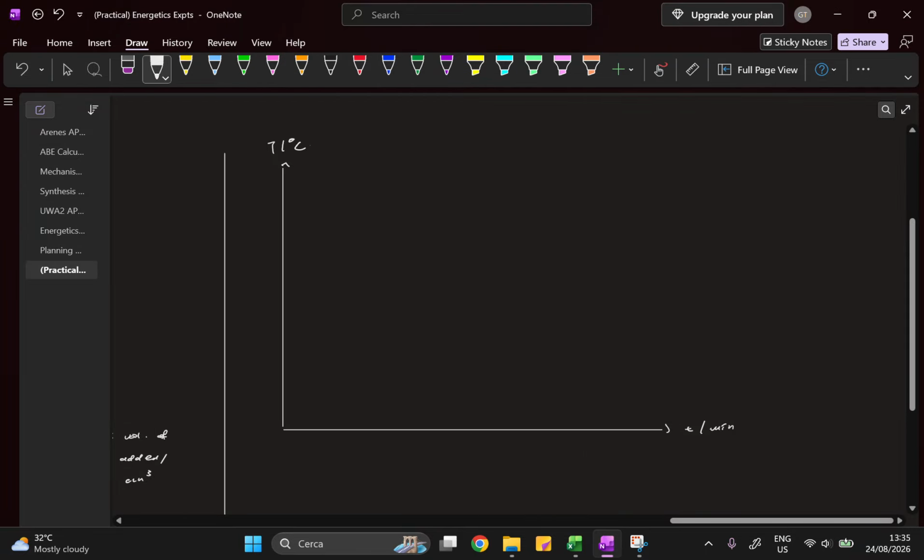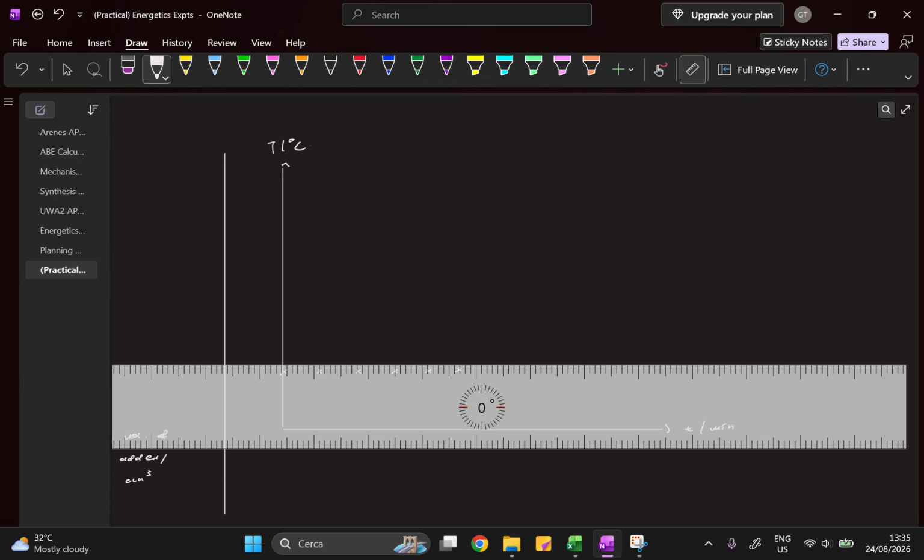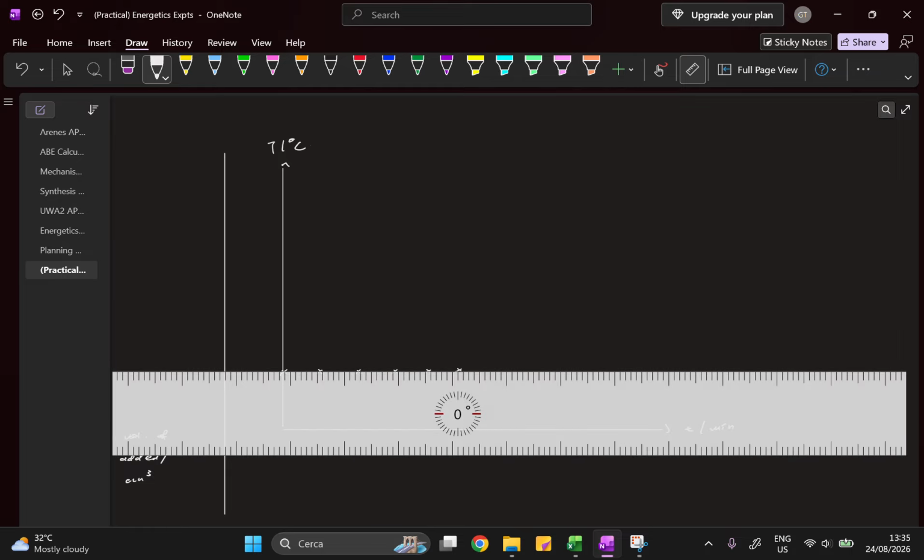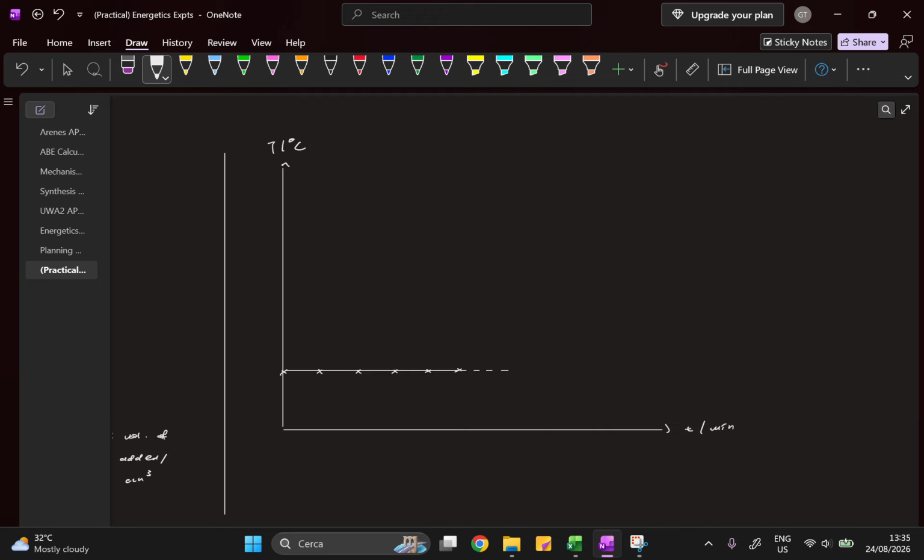I will record usually every 0.5 minutes up to 3 minutes. So 0, 0.5 minute, 1 minute, 1.5 minute, 2 minute, 2.5 minute. And then at 3.0 minute, I will add the solid into the solution. And then I will extrapolate. Then after that, I will get something like this. Usually it will go up first and then go down.